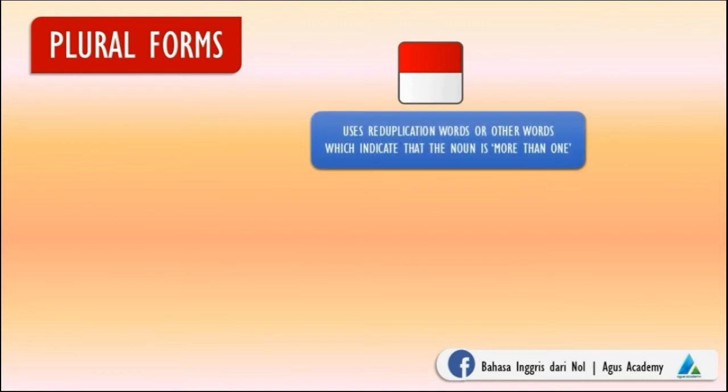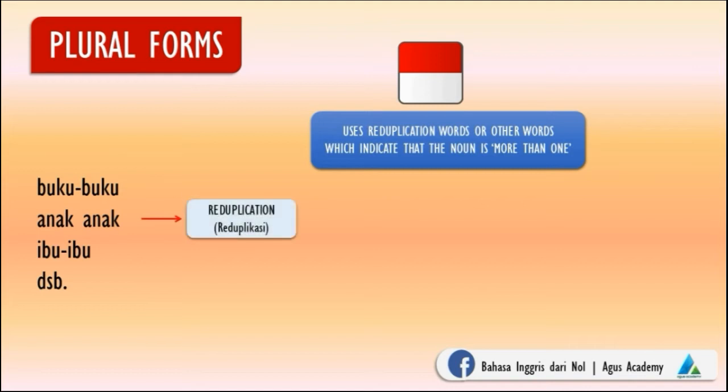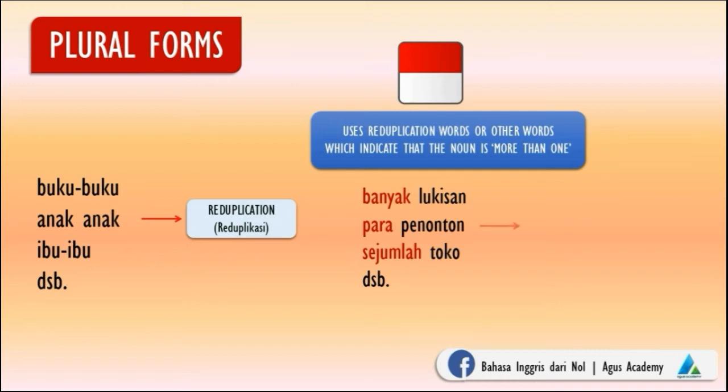Bahasa Indonesia keeps it simple in the way it describes an object of which there is more than one, merely repeat the word, as in buku-buku or anak-anak, ibu-ibu, etc. This form is called reduplication. Some plural words such as banyak lukisan, para penonton, and sejumlah toko are using plural determiners of banyak, para, and sejumlah. English plural forms are a bit more complicated.